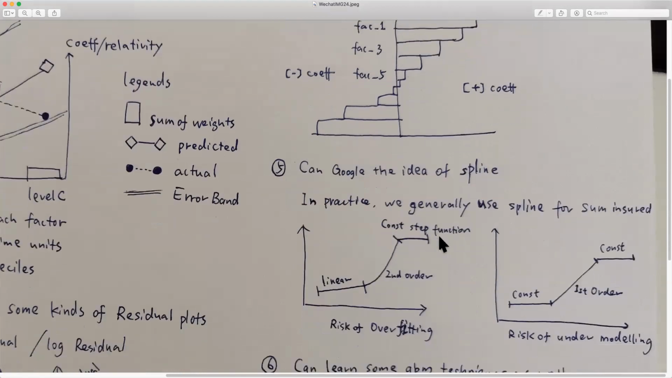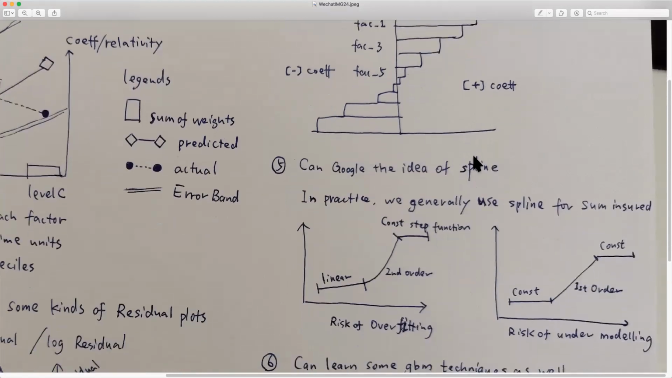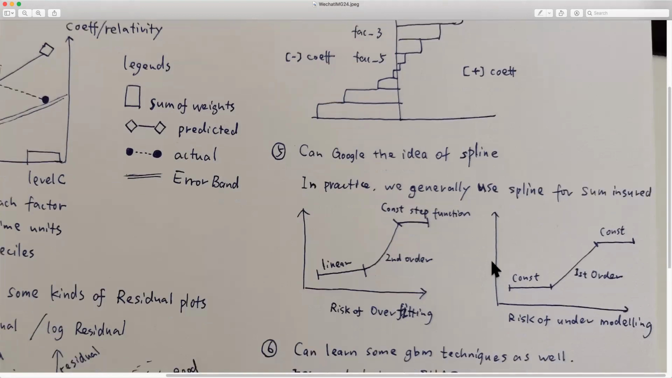And the fifth comment is you can Google the idea of spline. Well, I'm not saying that it's wrong to not use spline in your model. I'm just saying that in practice, it's a very popular and important idea when you work as an actuary or an actuarial analyst. For example, we generally use spline for the most significant contributor of your pricing model.